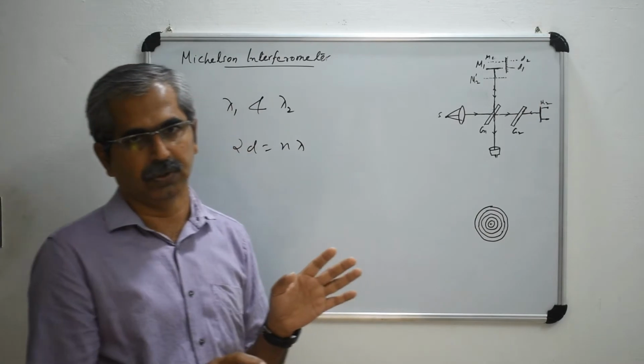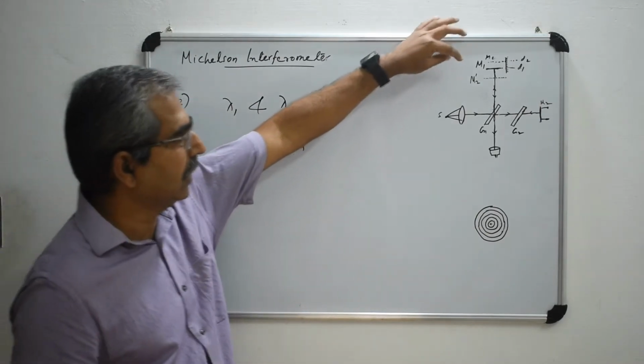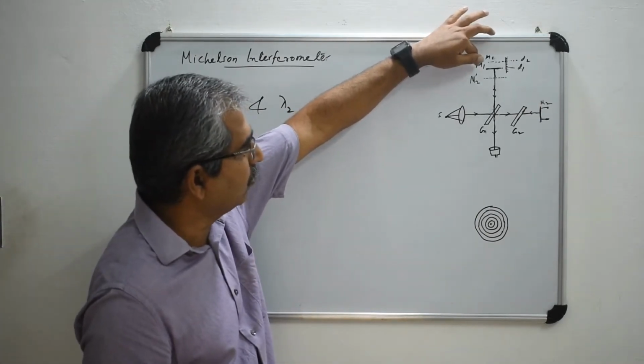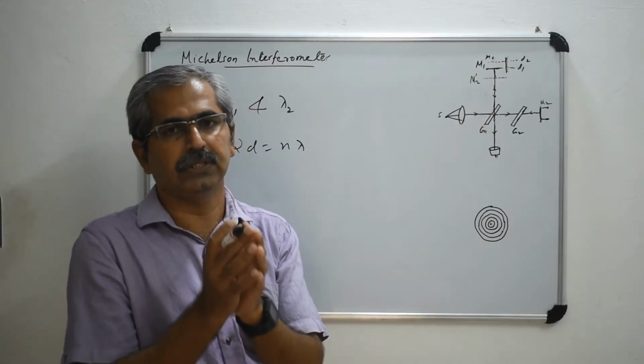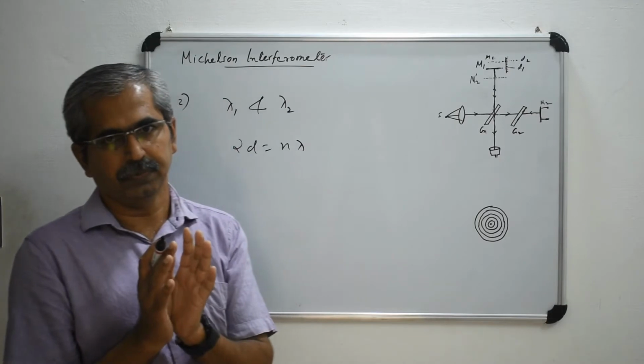So the clarity will be lost. So what is required is that you arrange the position of M1 in such a way that initially a clear interference pattern is observed. Okay.